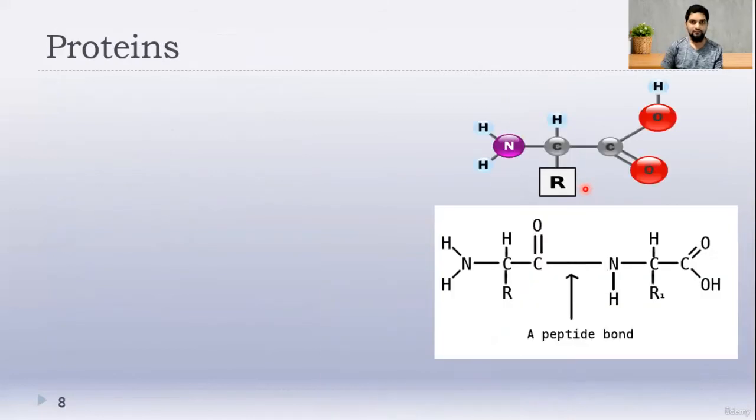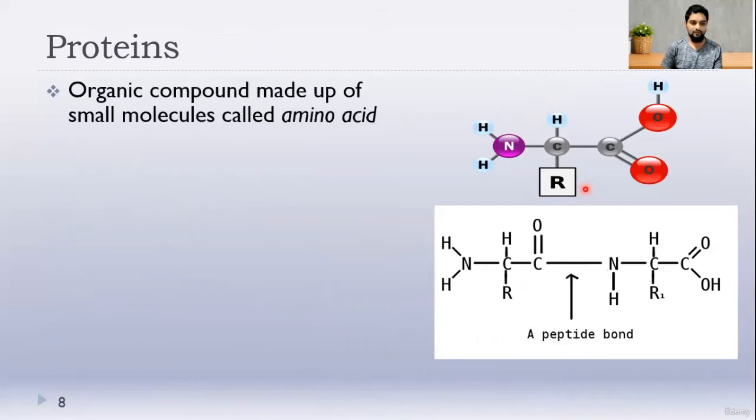The next macronutrient that we will look at now would be proteins. Proteins are organic compounds which are made up of small molecules called amino acids. So the smallest unit of the carbohydrate, we call that the monosaccharide. An example of a monosaccharide was glucose. Similarly, in proteins, the simplest structure, we call that amino acids. And on the right-hand side, we have a typical structure of an amino acid.